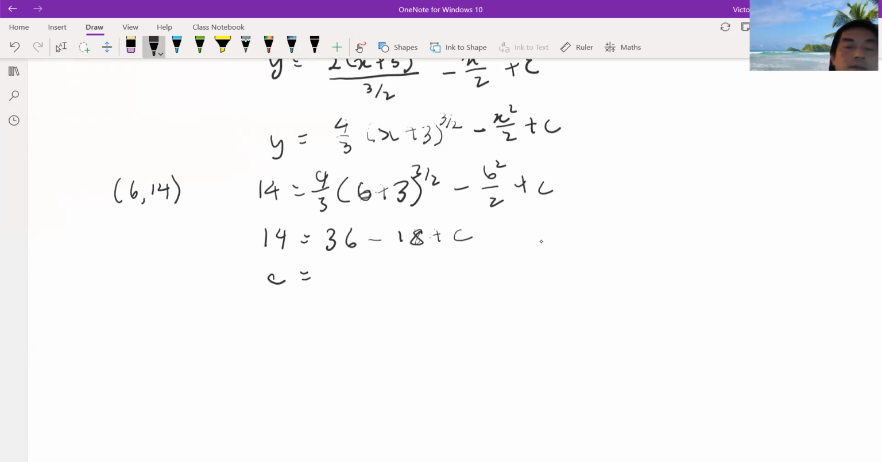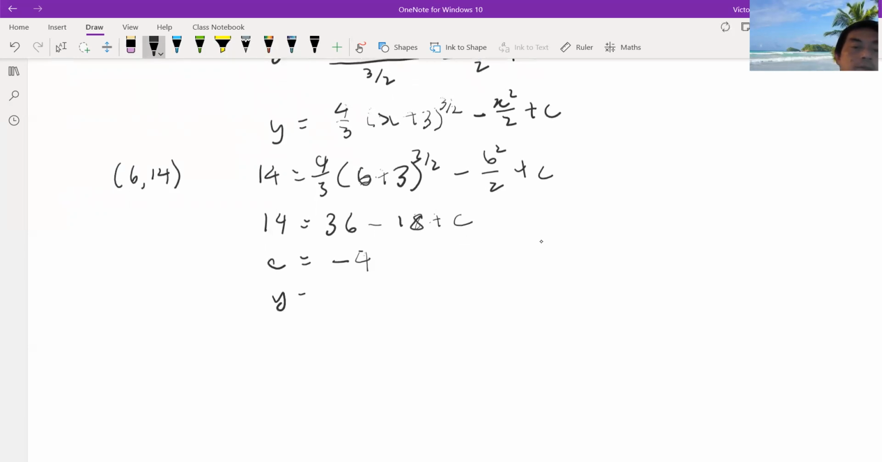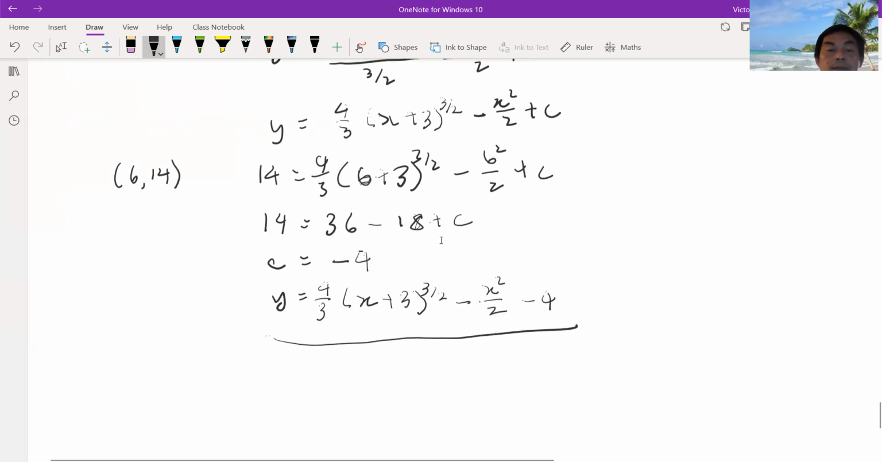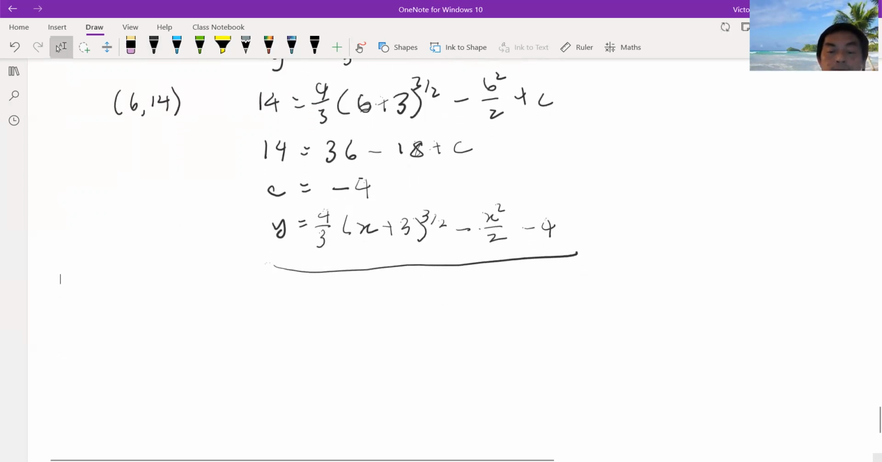So c is minus 4. So your equation is y equals 4 over 3 (2x + 3) to the power 3 over 2 minus x squared over 2 minus 4. This is your answer. Big problem with my pen, unfortunately, today. So let's go to the last question.